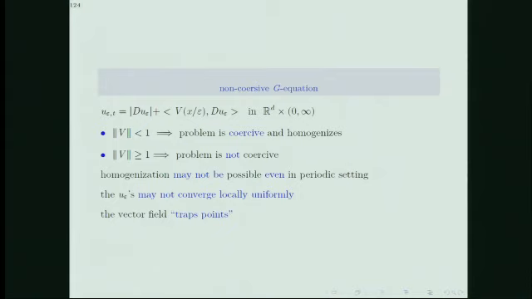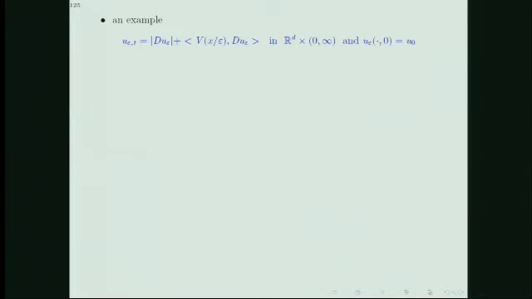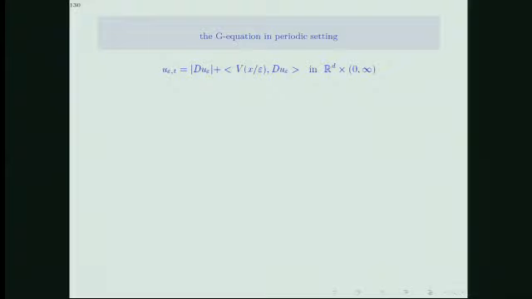And what can go wrong is that the vector field may be large enough to trap points. So there may be some points that cannot move, because the vector field doesn't let them go out of there. Okay, so that was the example, doesn't matter. So now the question is, what do you do? How do you homogenize? I will just state the two results, nothing else.